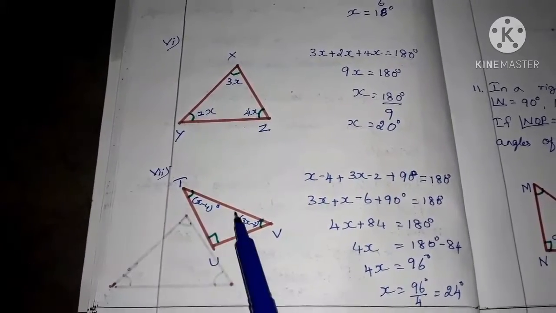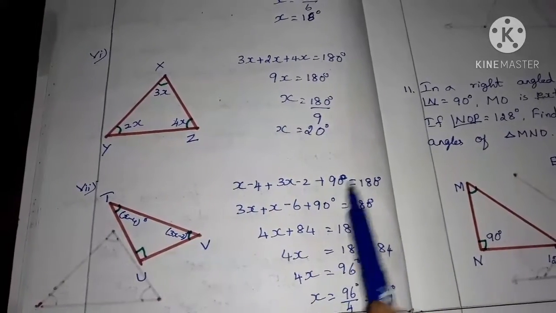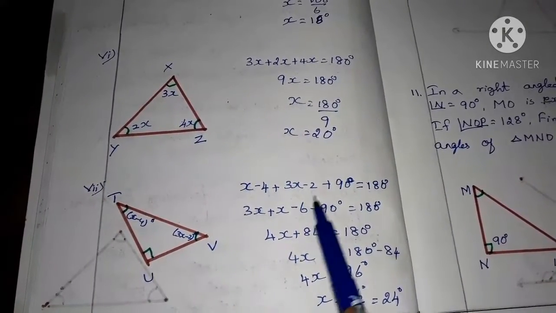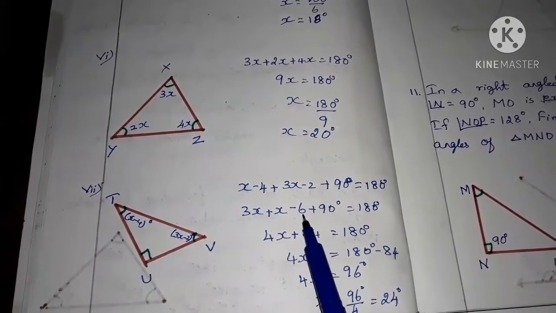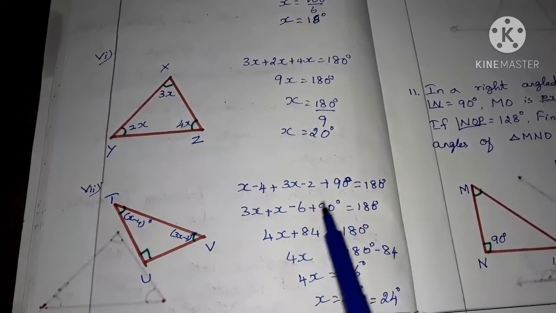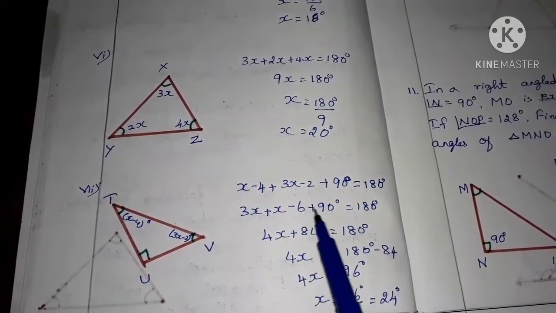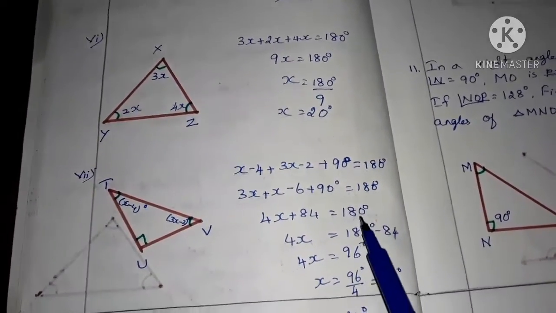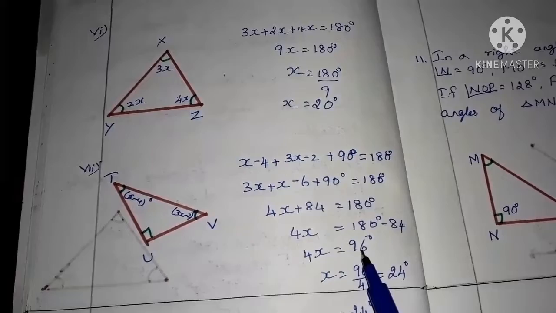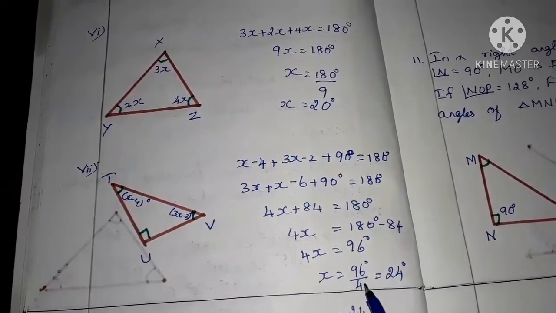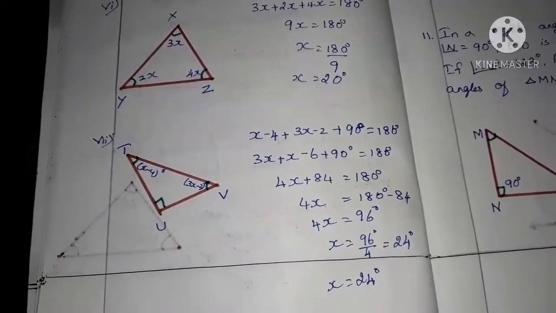So x minus 4, 3x minus 2 plus 90 degree is equal to 180 degree. First angle, second angle, third angle is equal to 180. So x plus 3x is 4x, minus 4 minus 2 is minus 6, plus 90 degree is equal to 180. 90 minus 6 is 84. 4x is equal to 180 minus 84, which is 96. So x is equal to 96 by 4, which is 24. So x is equal to 24 degree.